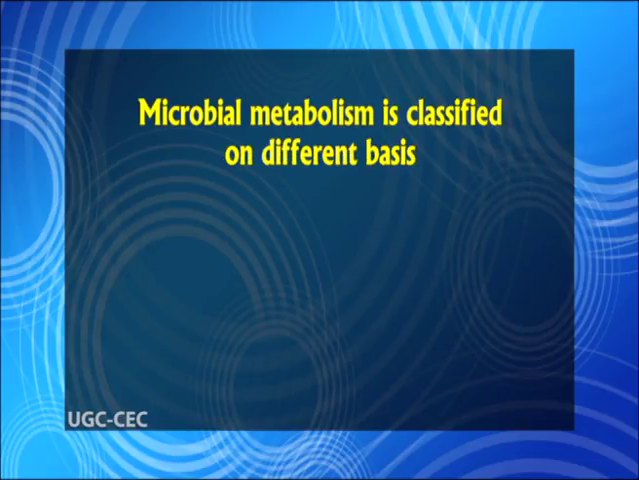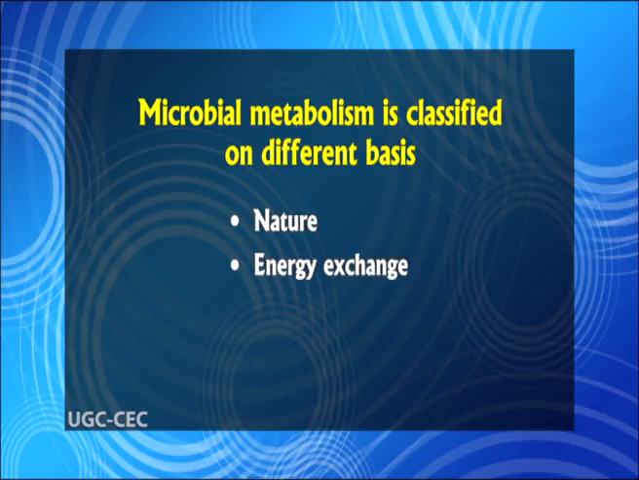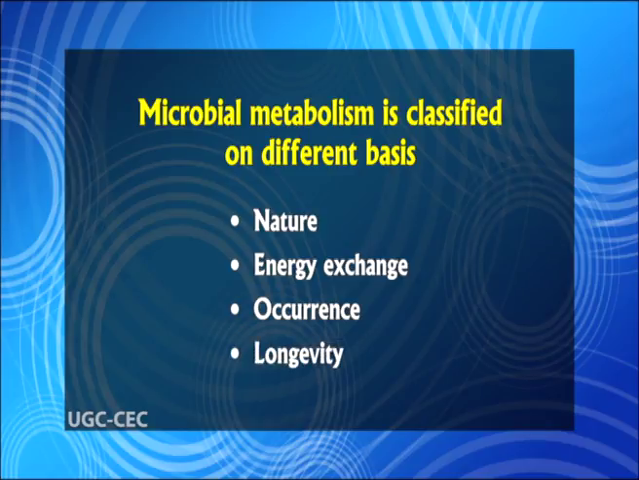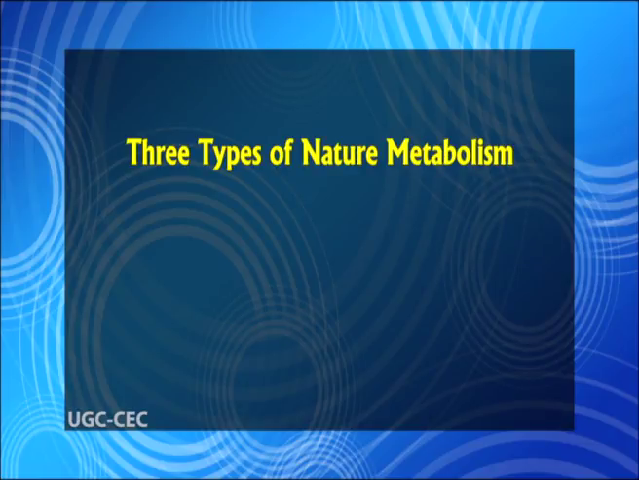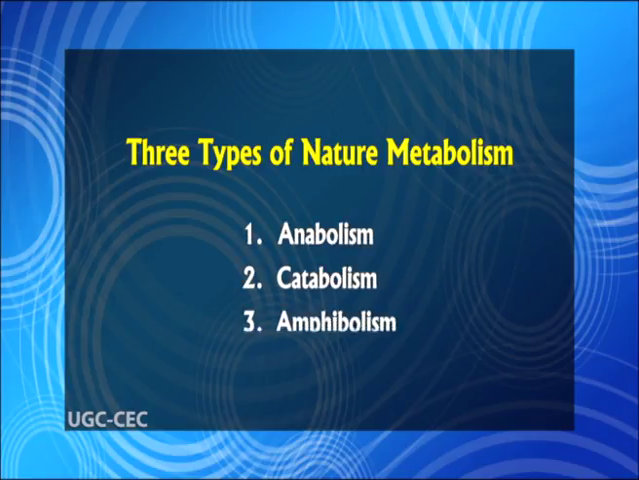We classify microbial metabolism on different bases, like on the basis of nature, energy exchange, occurrence, longevity, etc. On the basis of nature, microbial metabolism is grouped into three categories: one, anabolism, second, catabolism, third, amphibolism. Anabolism is a type of microbial metabolism through which small molecules are converted into large molecules. It is the metabolism through which biomolecules are synthesized.